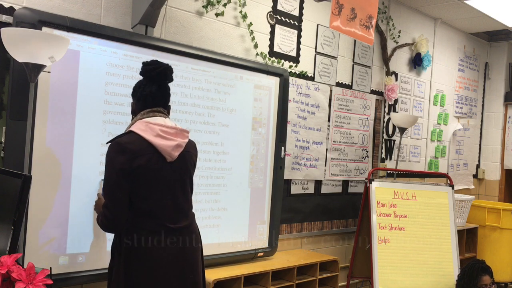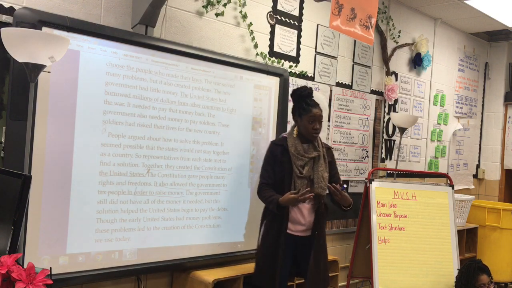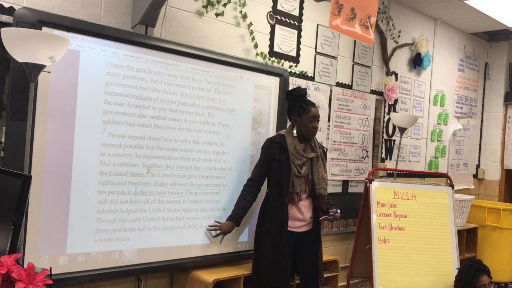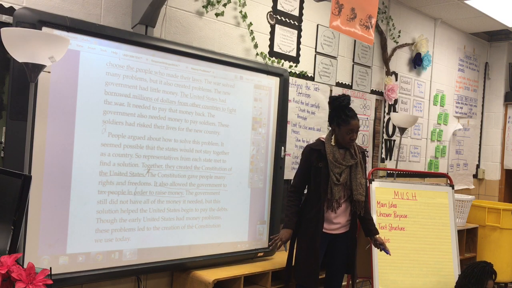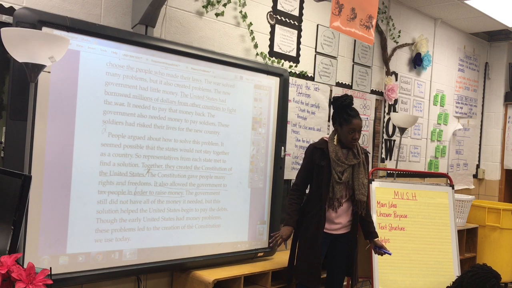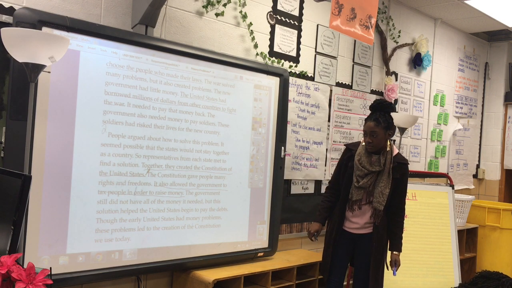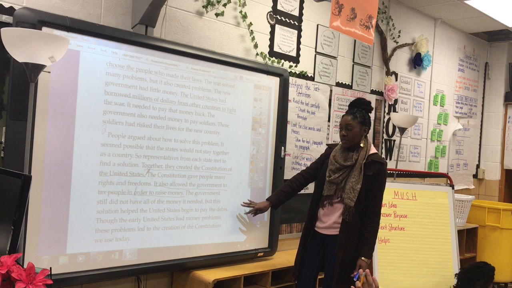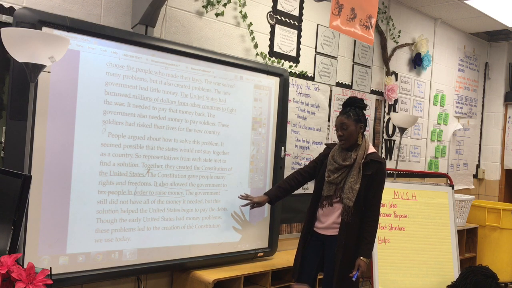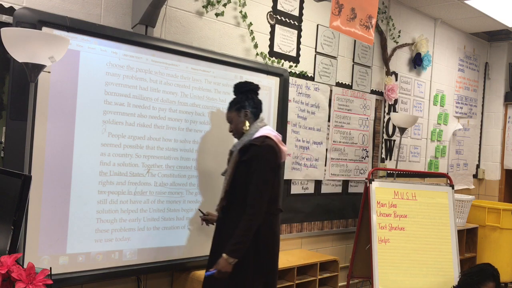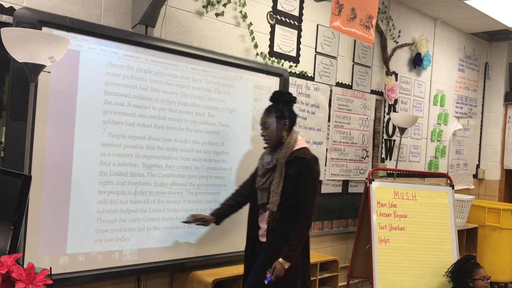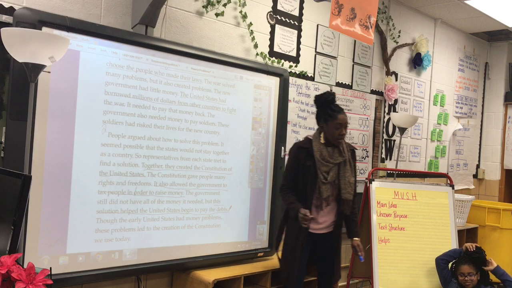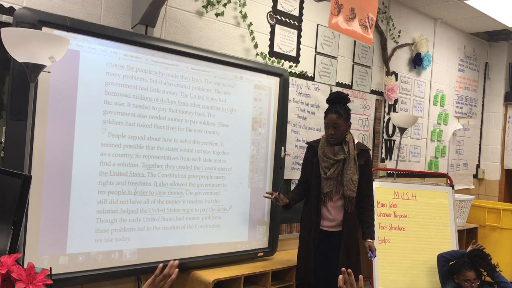They created the Constitution of the United States. And in the Constitution, that is where they decided, let's have taxes. Okay? Is there something else that is important in this chunk, Hannah? That the government does not have all the money they needed, but the solution helped the United States begin to pay the debts back. Okay, they still didn't have all the money they needed, but this solution helped the United States begin to pay the debts back. Okay? Anything else?